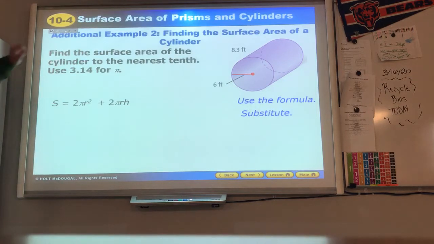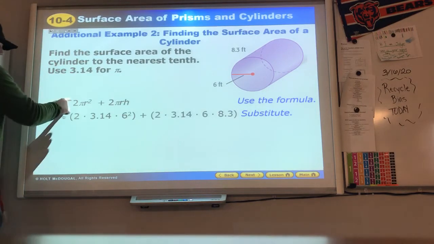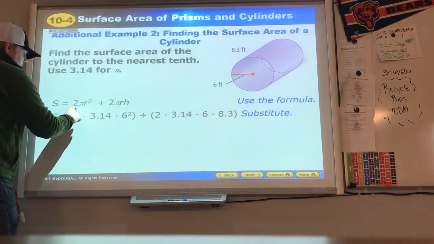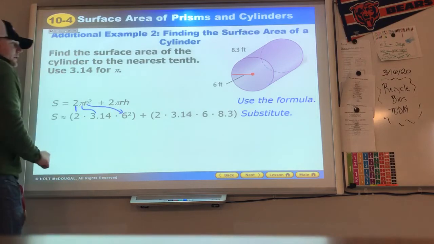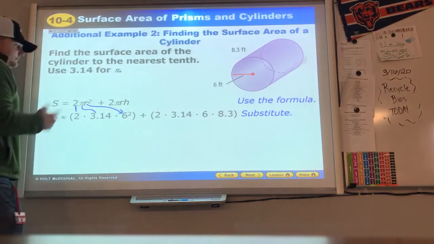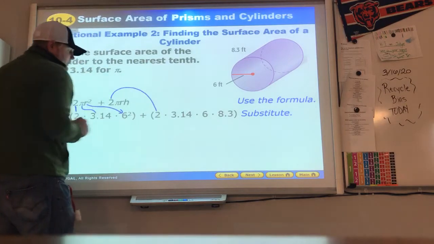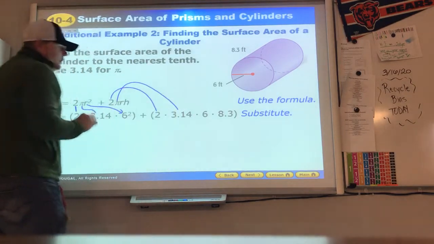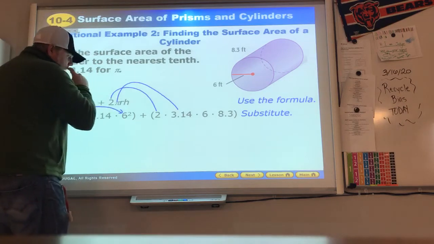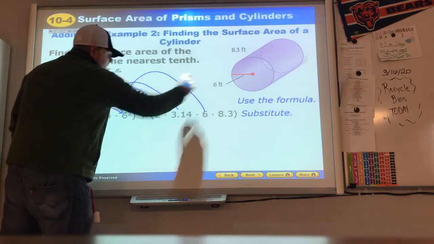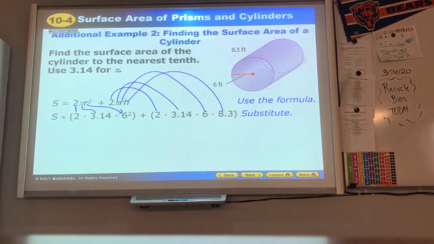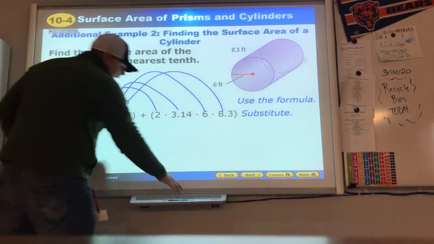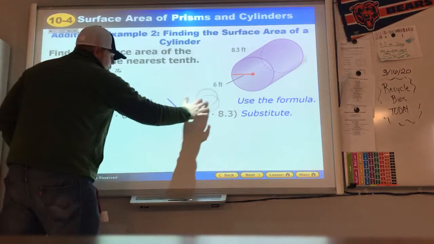When we plug numbers in, the 2 is from above. The 3.14 from above. R squared becomes 6 squared. The radius we plugged in. Okay? The 2 is from above. 3.14 from above. Radius is 6. Height, 8.3. Okay? You plugged all those numbers in, and now we're ready to do our math.